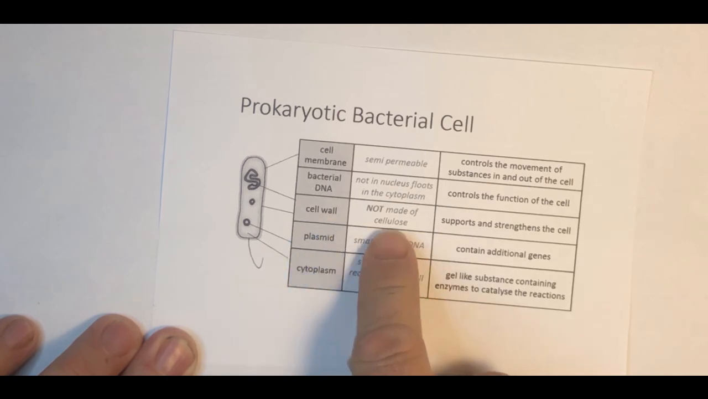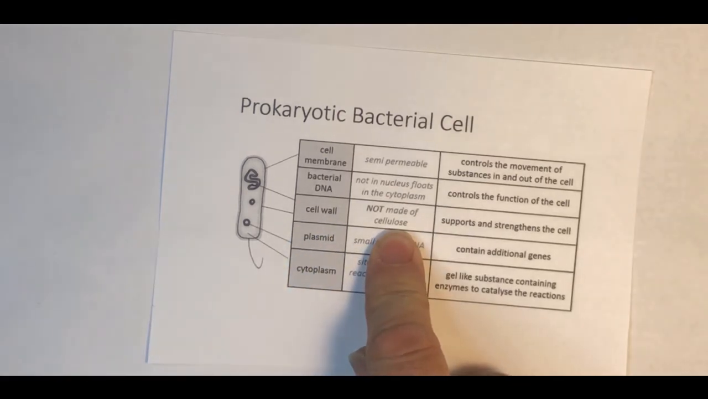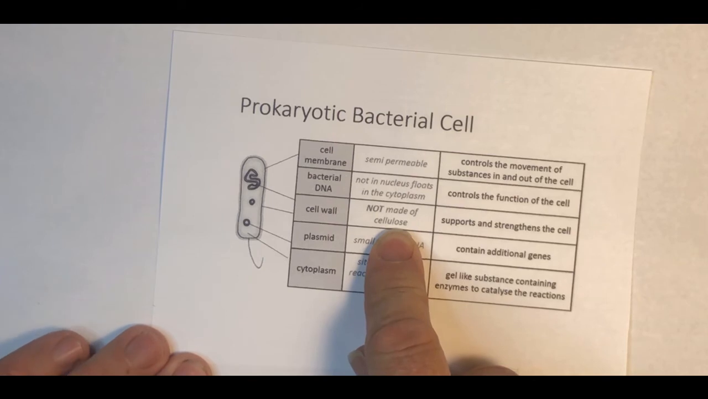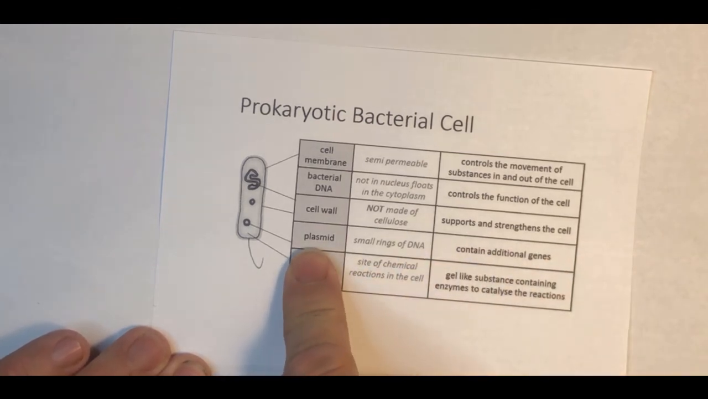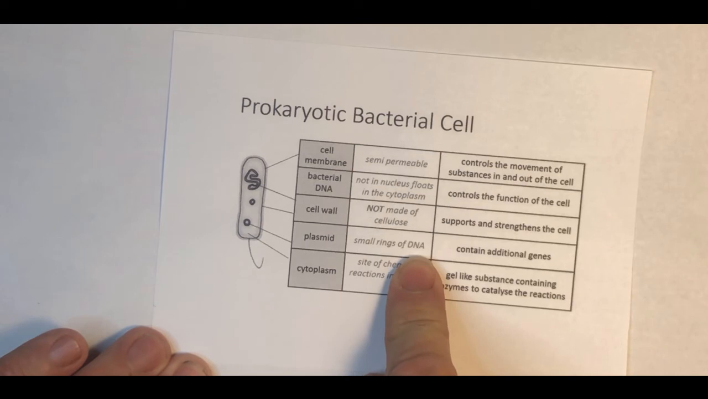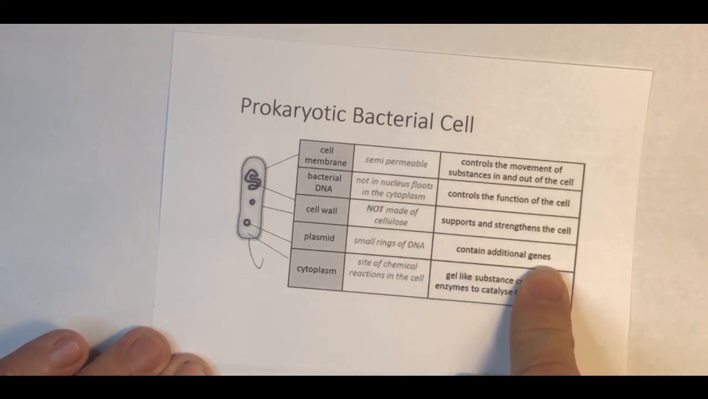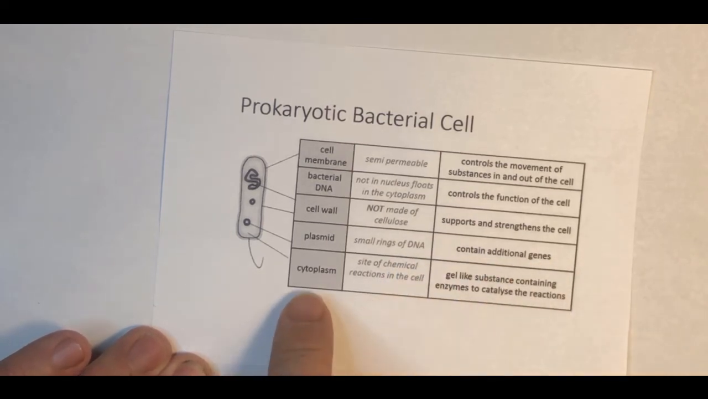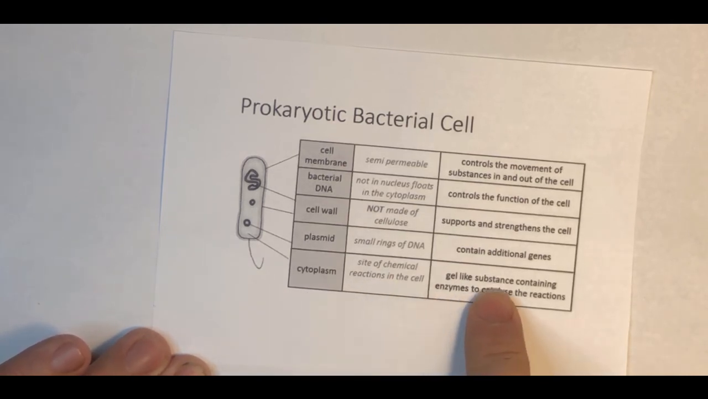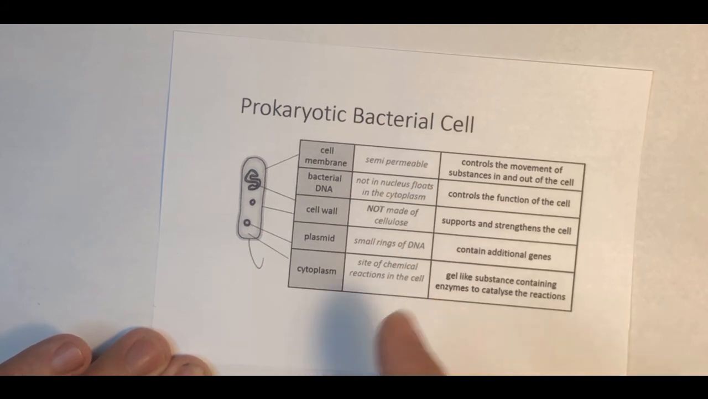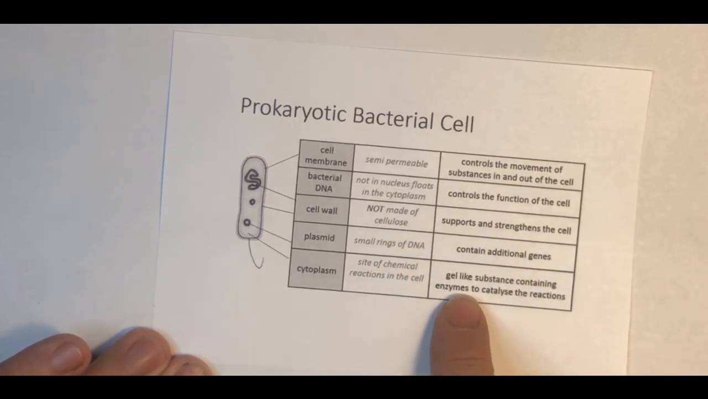There is a cell wall. This time it is not made of cellulose. Cellulose is a tough material, and the outside of a bacterial cell isn't tough like that. And it supports and strengthens the cell. There is also a plasmid. This is a small ring of DNA, and it contains additional DNA, or additional genes. There's also cytoplasm, which is the site of the chemical reactions. It's a gel-like substance containing enzymes to catalyse the reactions, so it's got enzymes in there that make the reactions happen that the bacterial cell requires.